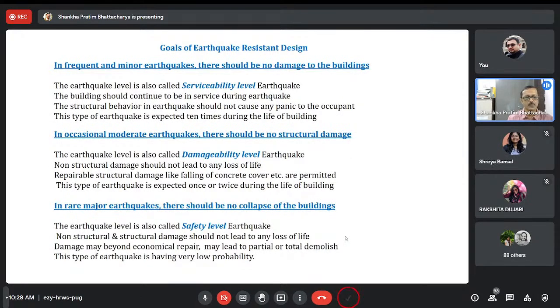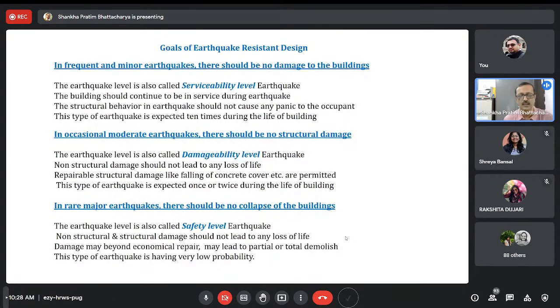The damage may be beyond economic repair. That may lead to a partial or total demolition. Fine. After the earthquake is over, I can inspect the building, I can repair, and if it is beyond economic repair, maybe it is too much, I can demolish the whole building and reconstruct. But there should not be any pack of cards damage or something like that. So we have to ensure that one.